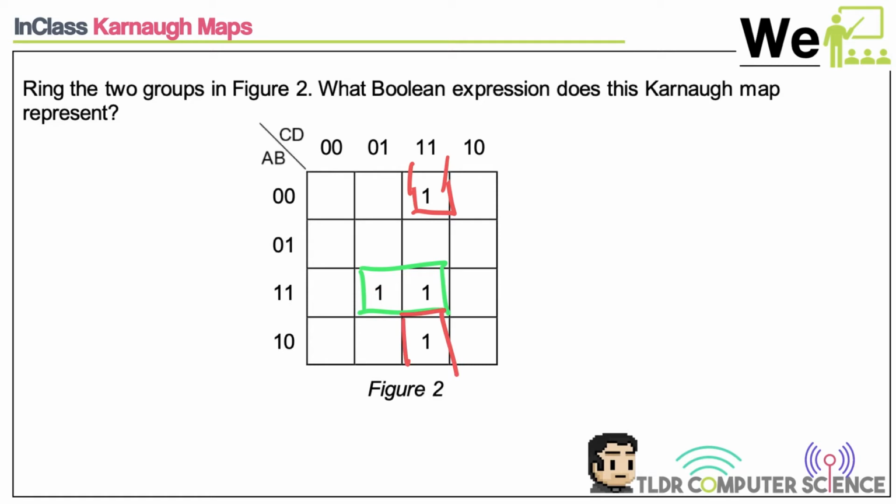Let's write that out. Okay, let's have a look at the red and green. Both of them are 2 boxes. If it's 2 boxes in a 4-variable Karnaugh map, how many different variables will I have in each expression? 3, because it's a 4-variable Karnaugh map. A 2 box is a 3, and a 4 box is a 2.